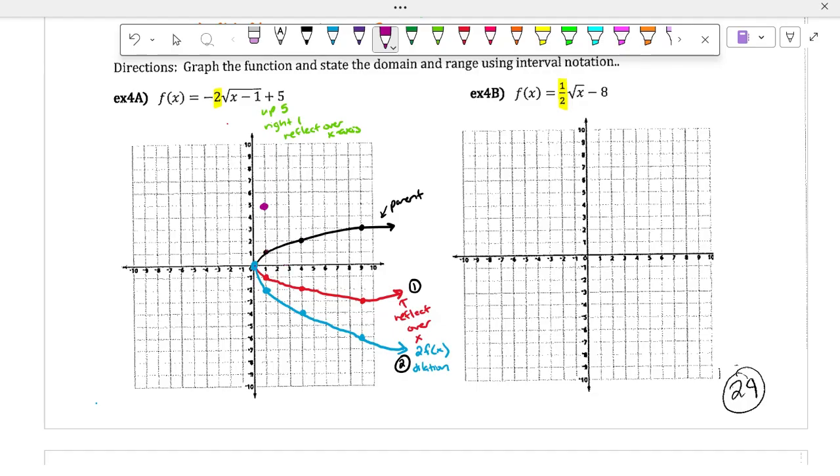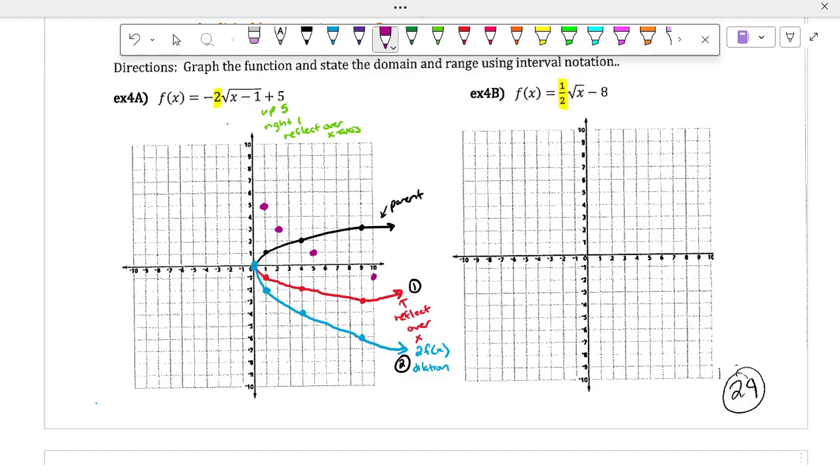For my second point, I'm going to shift right 1, up 5. Oops, wrong point. Right 1, up 5. So 1, 2, 3, 4, 5. My next blue point, I'm going to go right 1, up 5. So this would be right here. And then the last one, I go right 1 and then up 5.